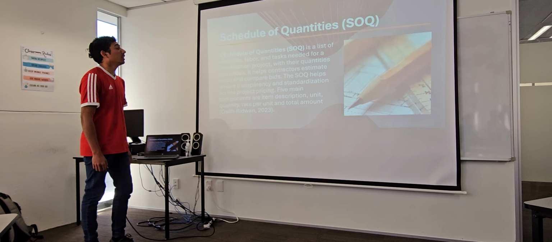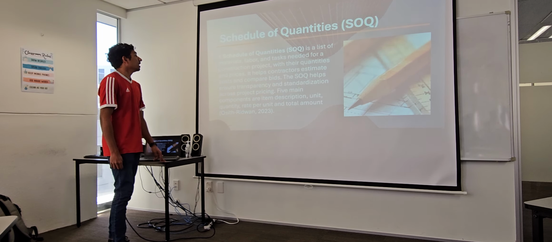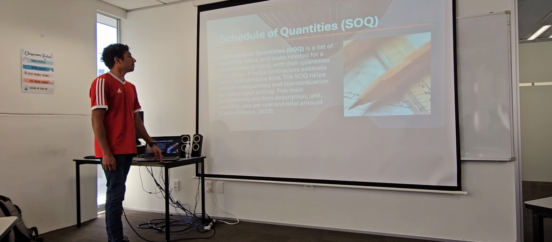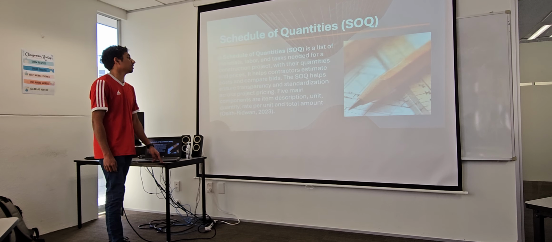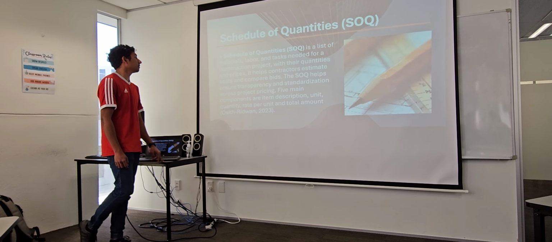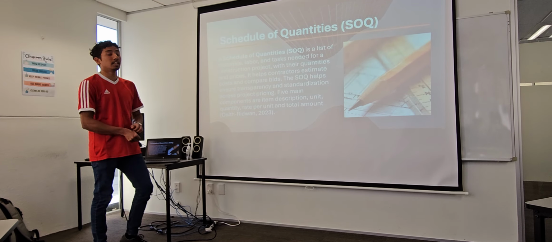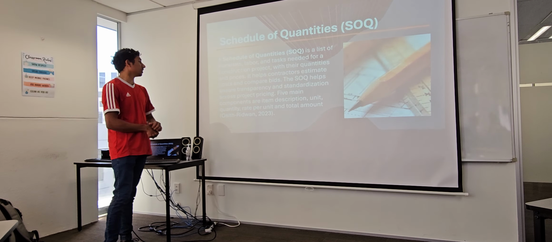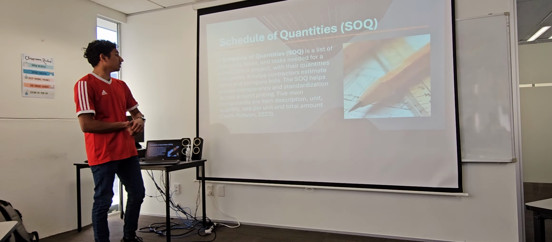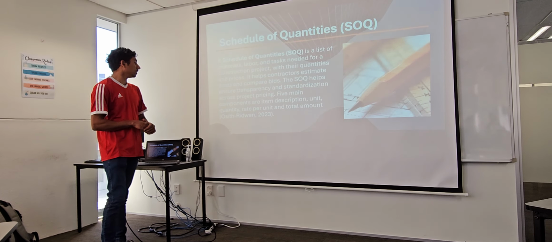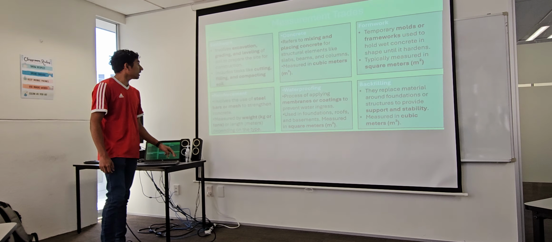Moving on, so what is SOQ? SOQ simply means schedule of quantities, and it is a list of materials, labor and tasks needed for a construction project with their quantities and prices. It helps contractors estimate cost and compare bids. The SOQ helps ensure transparency and standardization across project pricing. And there are 5 main components, and that include description, unit, quantity, rate per unit, and total amount.